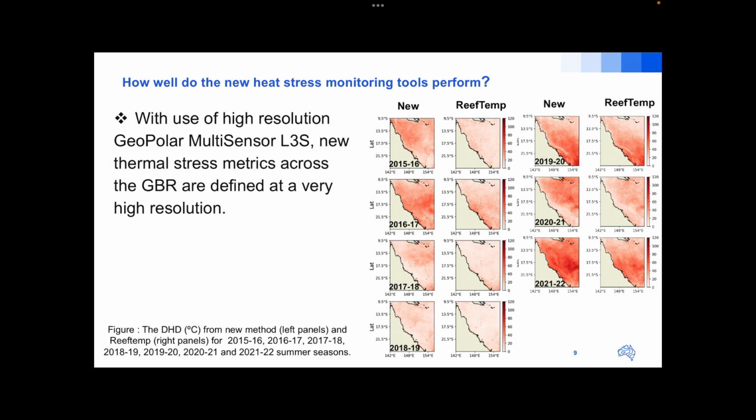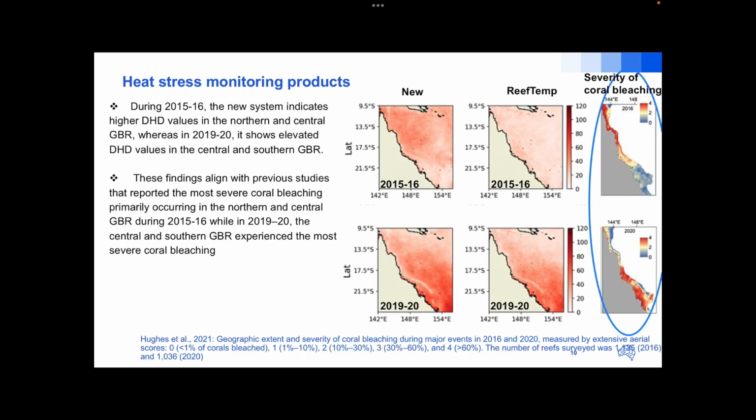With the use of high resolution geopolar multisensor L3S, the new thermal stress metrics across the GBR are defined at a very high resolution. For 2015-16, we can see that the new system indicates higher DHD values in the northern and central GBR, whereas in 2019-20 it shows elevated degree heating day values in the central and southern GBR.